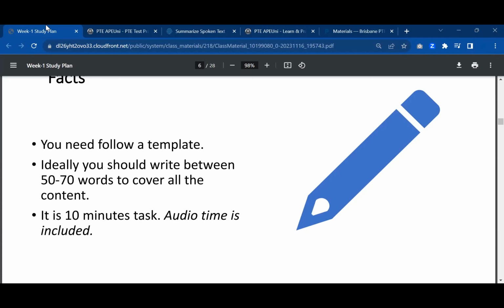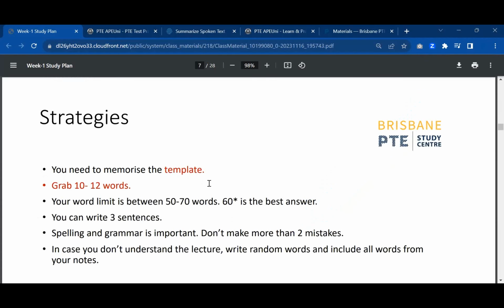Okay, lastly, again, I'm repeating the same thing. The audio time is going to be included in your total 10 minutes that you will get to work on your summary. Okay, now one more time, guys, going through the strategies one by one. What are the important things? These are all the things, these are the only things, guys, that we need to answer a perfect summary.